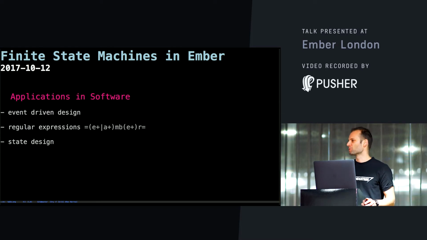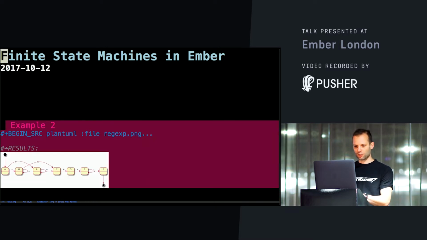So it's over here, which brings me to applications of state machines in software. One of them is regular expressions, or to be more specific, regular languages, which is a subset of regular expressions. But I'm not going to go into too much detail about the differences. So if you look at this as a regular expression, it either takes the letter E one or more times, or the letter A one or more times, then the letters M and B, and then the letter E one or more times, and then finally the letter R. So this regular expression corresponds exactly to this state machine right here.